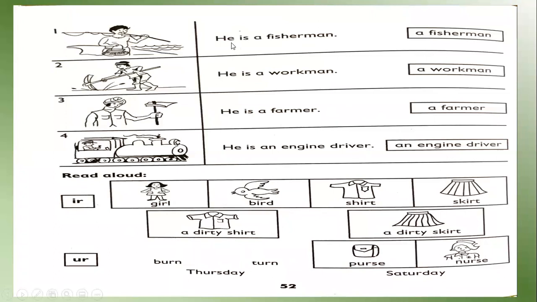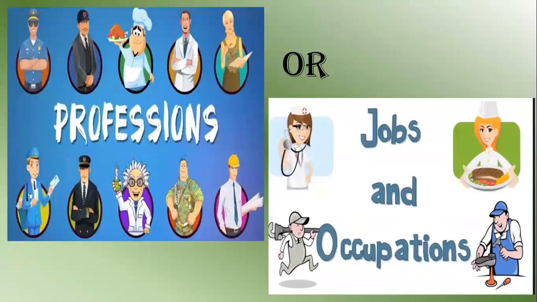fisherman. He is a fisherman. He is a workman. He is a farmer. He is an engine driver. Okay, let's go and understand. Keep these words in your mind: a fisherman, a workman, doctor, nurse, engineers. Let's see, we call these the professions or jobs and occupations.